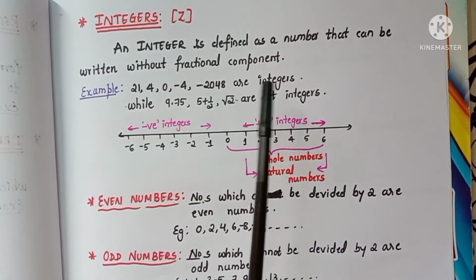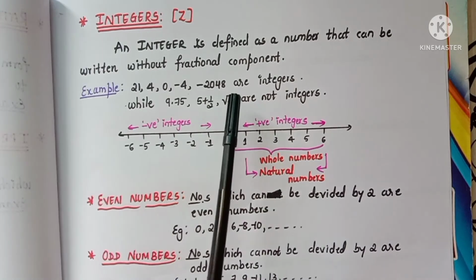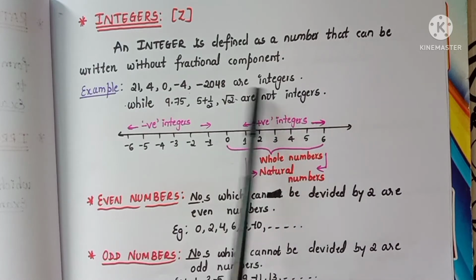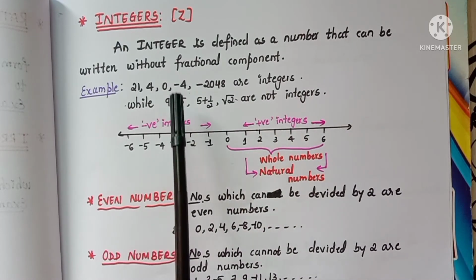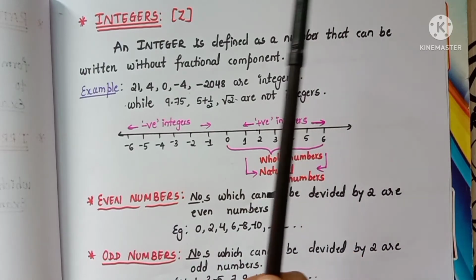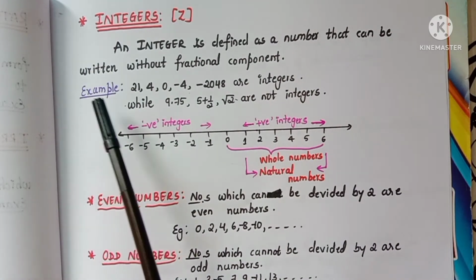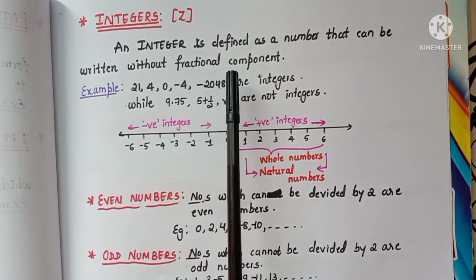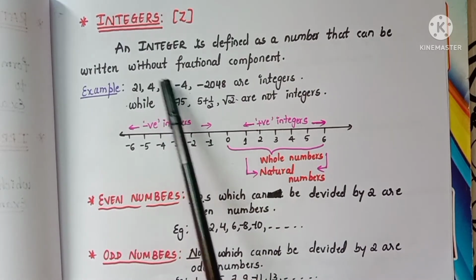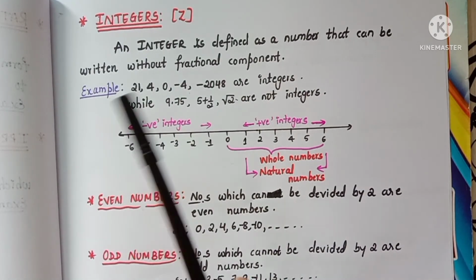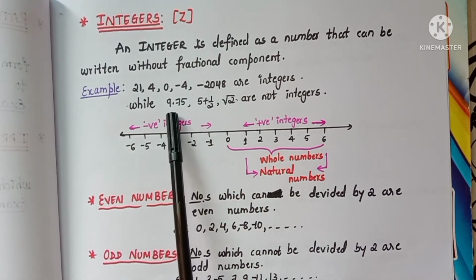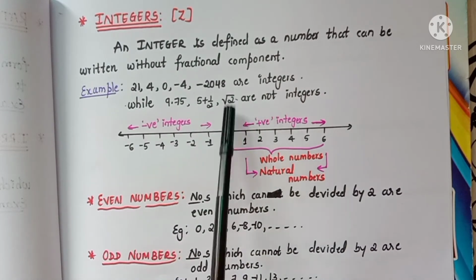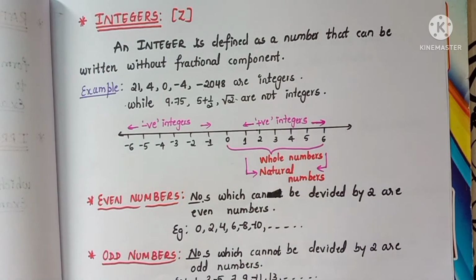Root 2 is also a fractional component. Because root of 2 is what? 1.414 and so on. There is a fractional component. Therefore, an integer is a number that can be written without a fractional component. Examples are 21, 4, 0, minus 4, minus 2048, etc. are integers. Here 0 is also an integer. While 9.75 includes the fractional component. 5 plus 1 by 2 includes a fractional component. 0.2 also has a fractional component. Therefore these are not integers.